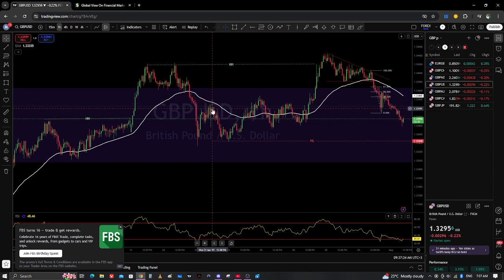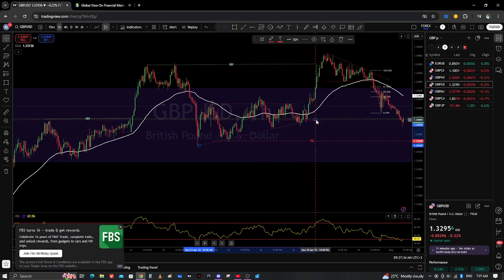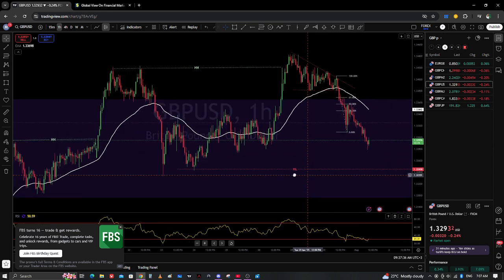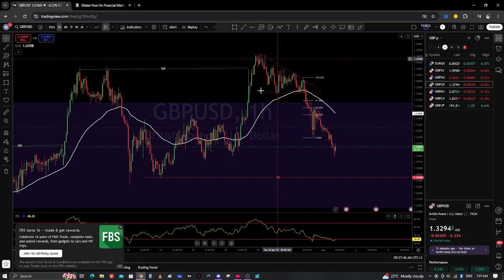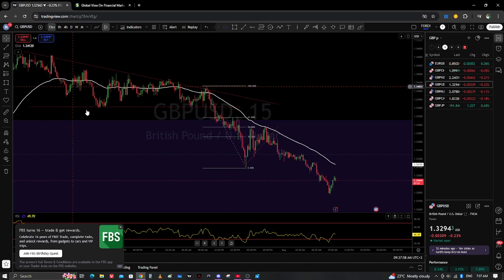So it now gave us an ascending triangle, right? We had an ascending triangle here. So then giving us a very strong bullish momentum, but the momentum was not sustained, it was not retraced at all. So it broke down bearish. Now if we go to the 15 minutes time frame, we had some opportunities here.